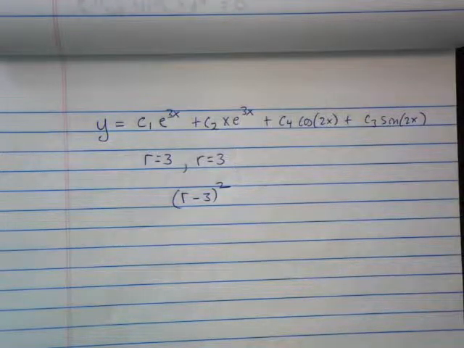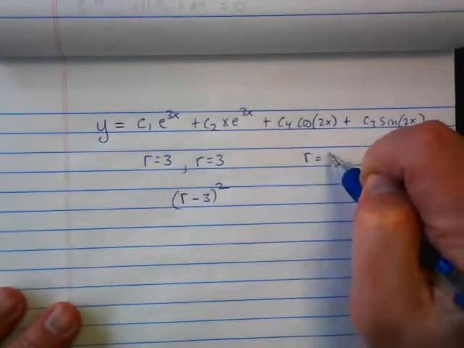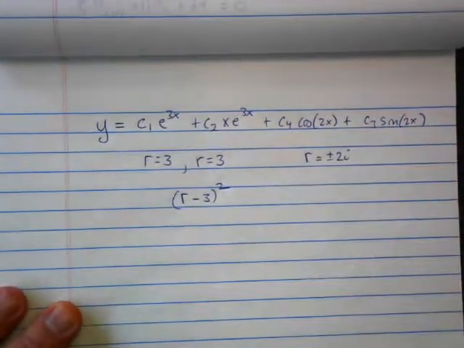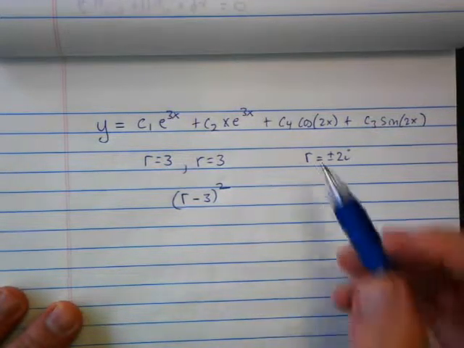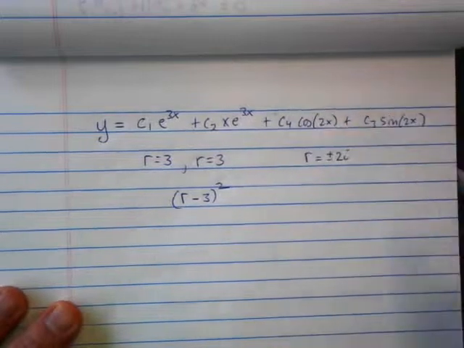And for the cosine and sine, it shouldn't be plus or minus 2i. So this tells you you had r equals plus and minus 2i. Because a is 0, that's why it's not there. Because, right, there's no e to the 0 out here. There's no e to the thing out here, so a is 0.